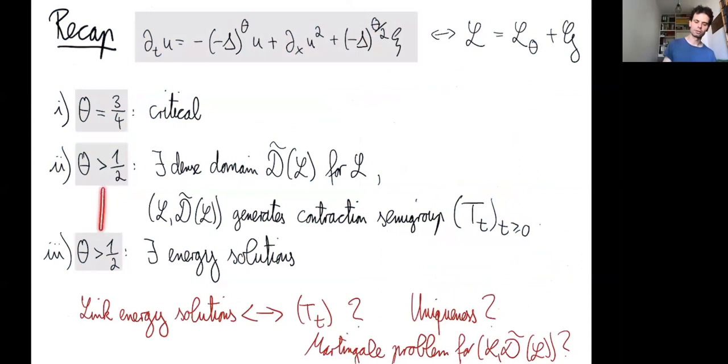It is not true, or we don't know if these two constructions have anything to do with each other. We have now two ways of constructing certain objects. One is we construct energy solutions, and the other one is we construct the semigroup. Is it true that we have uniqueness for energy solutions and that this semigroup we constructed here describes the law of the energy solution? We don't know. We don't know if there exists a Martingale problem for this new domain. And we don't know uniqueness for the Martingale problem. We don't know existence, we don't know uniqueness.